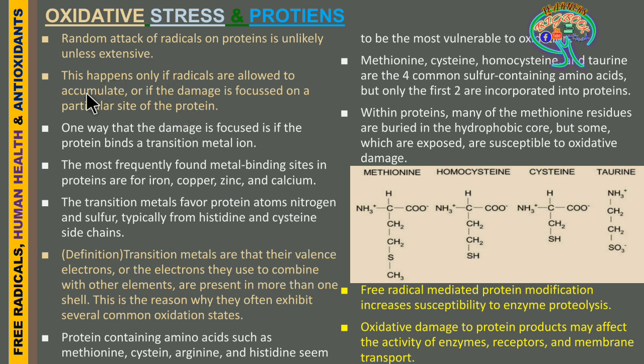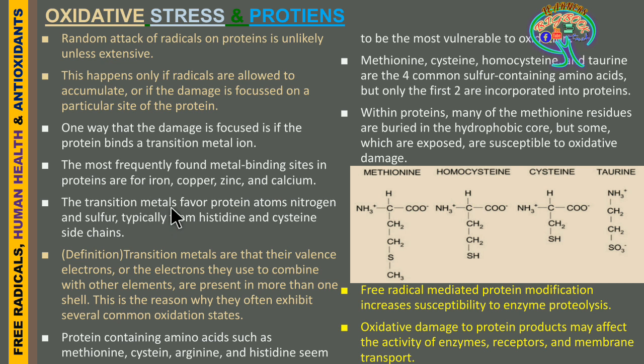So there should be two conditions: the accumulation of the free radical should be high in number, and the free radical has to be focused on a particular site of the protein. Only then will oxidative stress be caused on the proteins. One way that the damage is focused is if the protein binds a transition metal ion. So here there is a condition of binding of the transition metal ion. The most frequently found metal binding sites in proteins are for iron, copper, zinc and calcium.